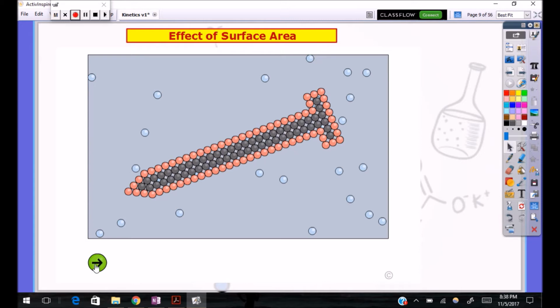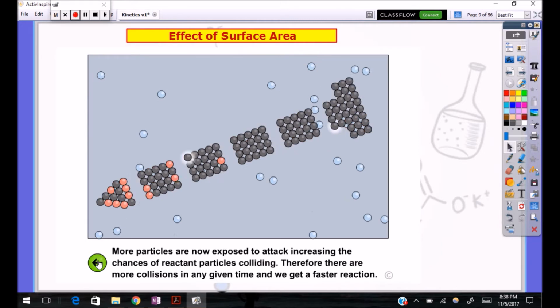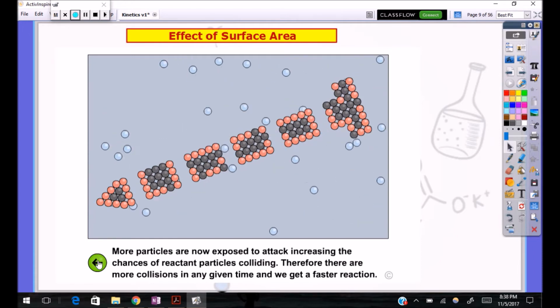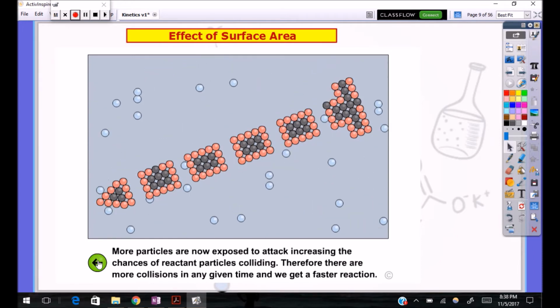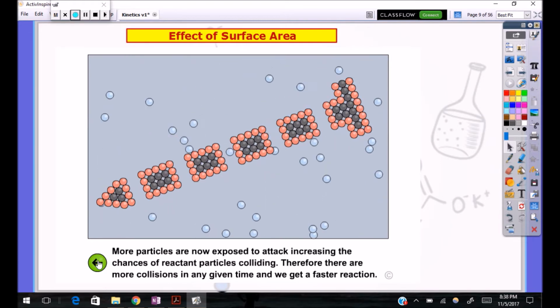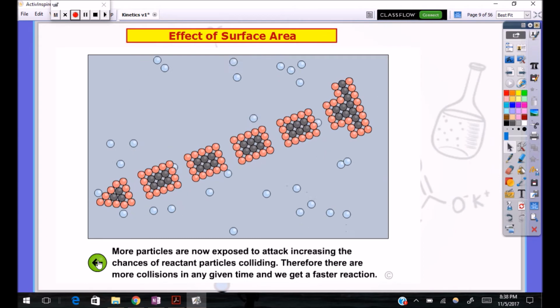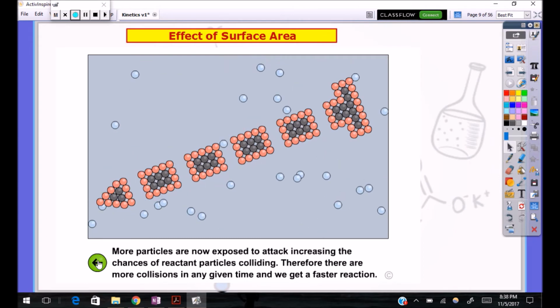Now, what would you expect to happen if we made the surface area larger? Well, you should have said the rate of reaction would go faster. And I agree, if we give this more surface area, then the particles have more things they can come in contact with. So let's look at it. Oh my gosh. Super fast. Look at that. We chopped up our nail into a bunch of little chunks, and that went really, really fast. Since more particles are now exposed to attack, it increases the chances of reactant particles colliding with them. Therefore, there are more collisions at any given time, and we get a faster reaction. It's pretty cool.